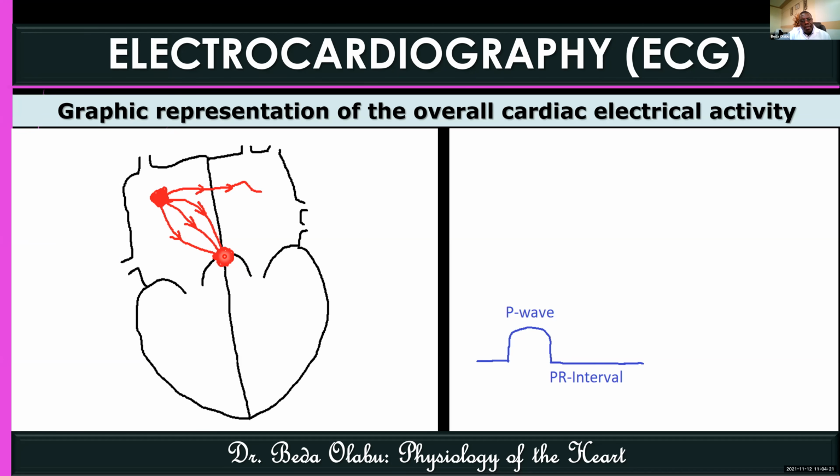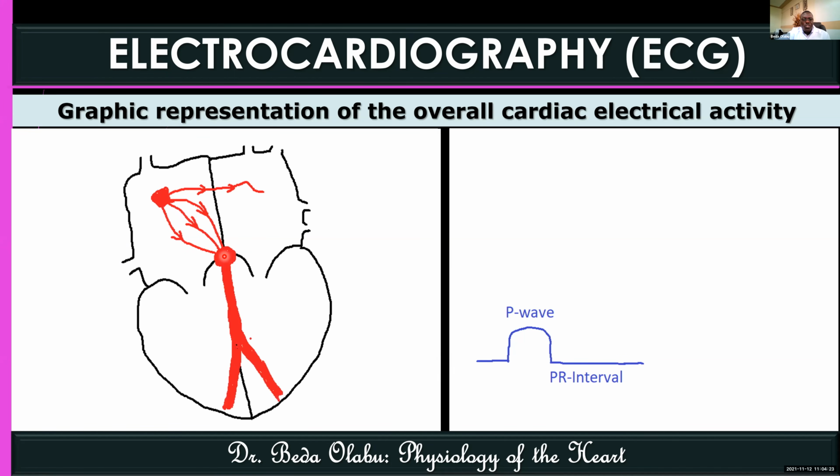After the delay, impulses then move to the AV bundle and its branches. During that time, there is a Q wave generated. So Q wave represents conduction through the AV bundle and its branches, which means basically conduction within the interventricular septum when the interventricular septum is receiving that impulse.